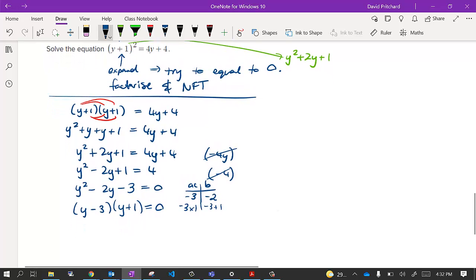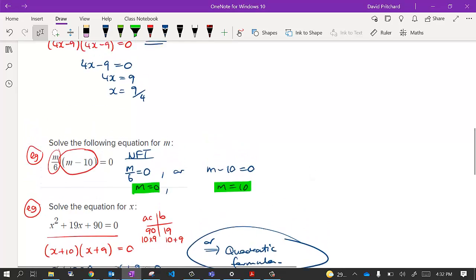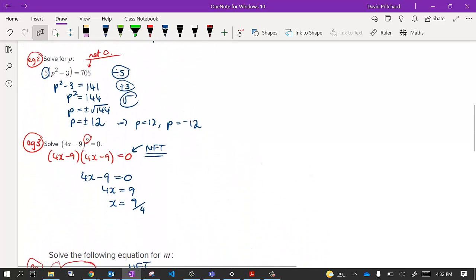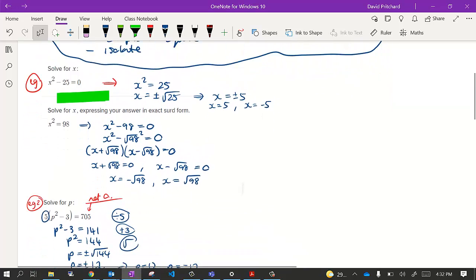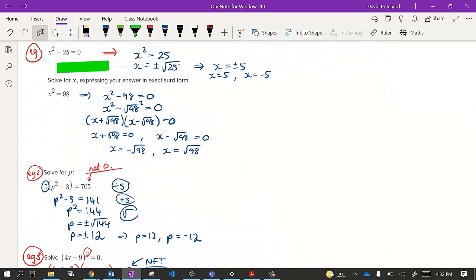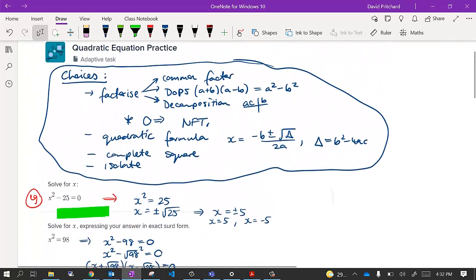And now we can finish off by applying null factor theorem. y take 3 is 0, or y plus 1 is 0. And our two answers are y is equal to 3 or y is equal to negative 1. All right, so hopefully you can see a little bit of the thought there. Null factor theorem pops up a lot. Isolating pops up. Don't forget that you need to do the plus minus when you square root to isolate a variable. And you've got all these different options.